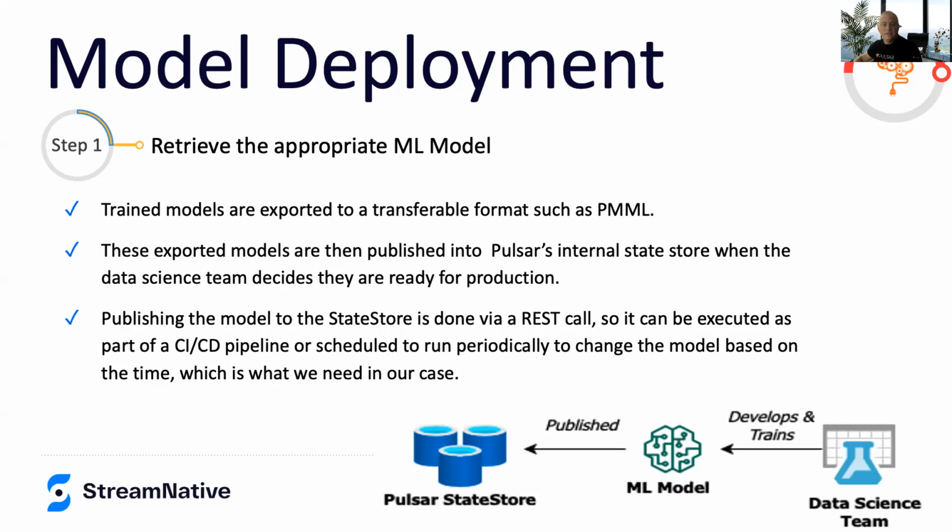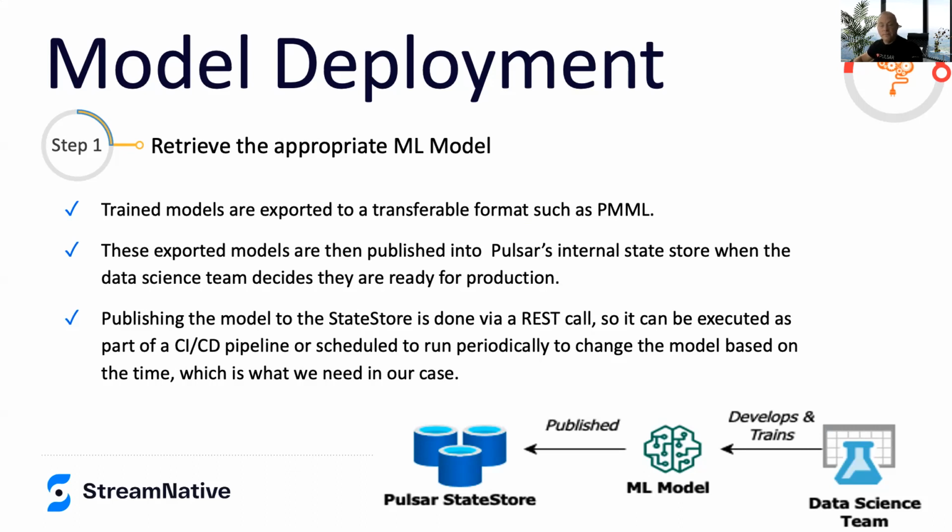So let's go into the details of that a little bit, one by one, step by step. So step 1, retrieve the appropriate model, right? Trained models can be exported in a transferable format such as PMML. That's an XML-based format, which we'll discuss in a little bit. You can also use a binary format as well, or any sort of format, because it's really just a storage of bytes. Once exported, the models can then be published to the Pulsar internal state store, when the data science team says they're ready.